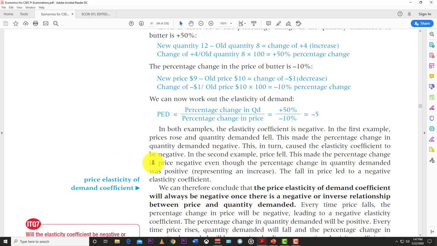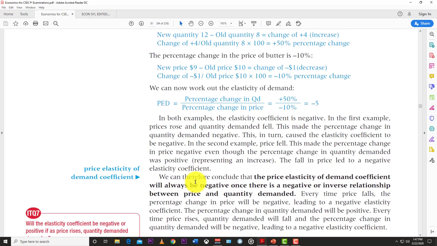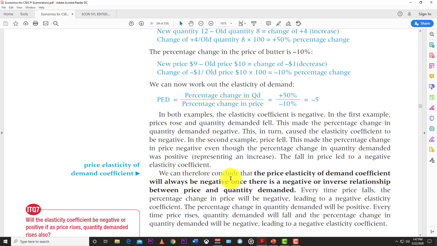This made the percentage change in price negative, even though the percentage change in quantity demanded was positive, representing an increase. The fall in price led to a negative elasticity coefficient. We can therefore conclude that the price elasticity of demand coefficient will always be negative once there is a negative or inverse relationship between price and quantity demanded.